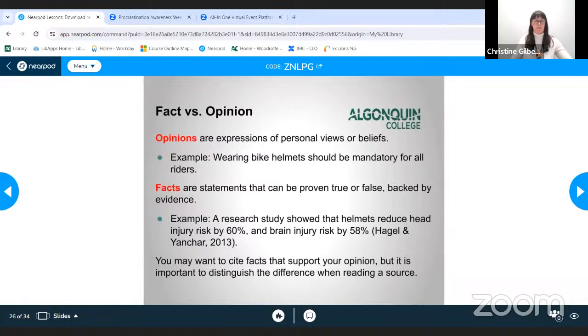It's also important to keep in mind the difference between fact and opinion. Opinions are expressions of personal views or beliefs. For example, saying, wearing bike helmets should be mandatory for all riders. Facts, on the other hand, are statements that can be proven true or false, backed by evidence. For example, a research study showed that helmets reduce head injury risk by 60% and brain injury risk by 58%. You can cite facts to support your opinions, but be aware of the difference when reading a source.